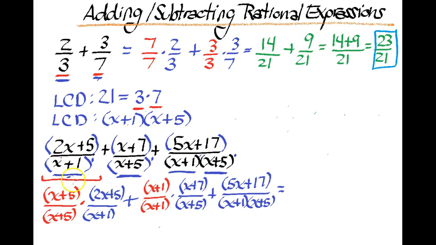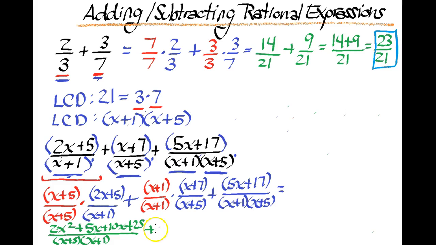I'm going to go ahead and take these terms and distribute, use FOIL, and I'm going to get, this is going to be something large, so let's squeeze it in down here. I'm going to get 2x squared plus 5x plus 10x plus 25. And that is going to be all over my LCD of x plus 5 times x plus 1.